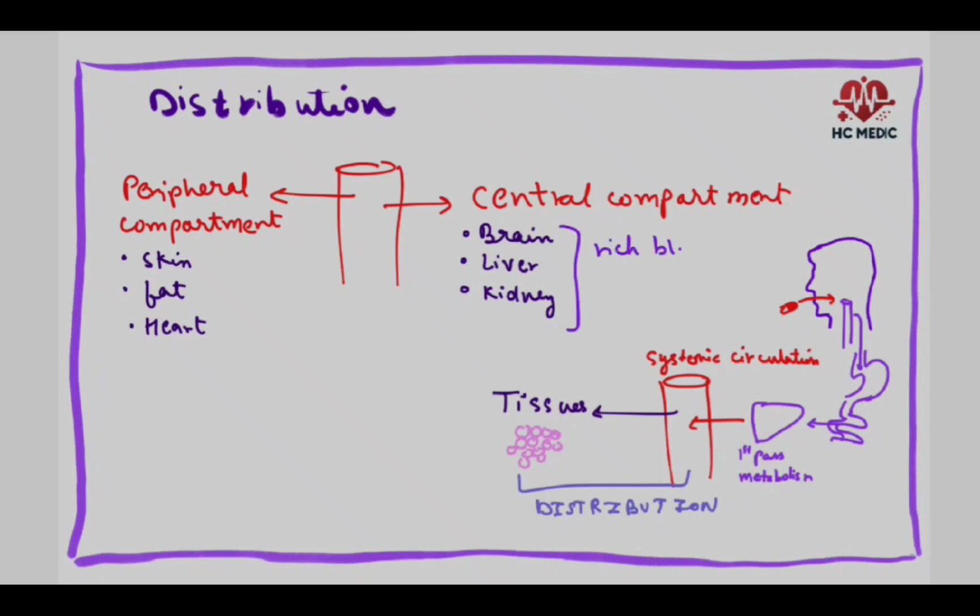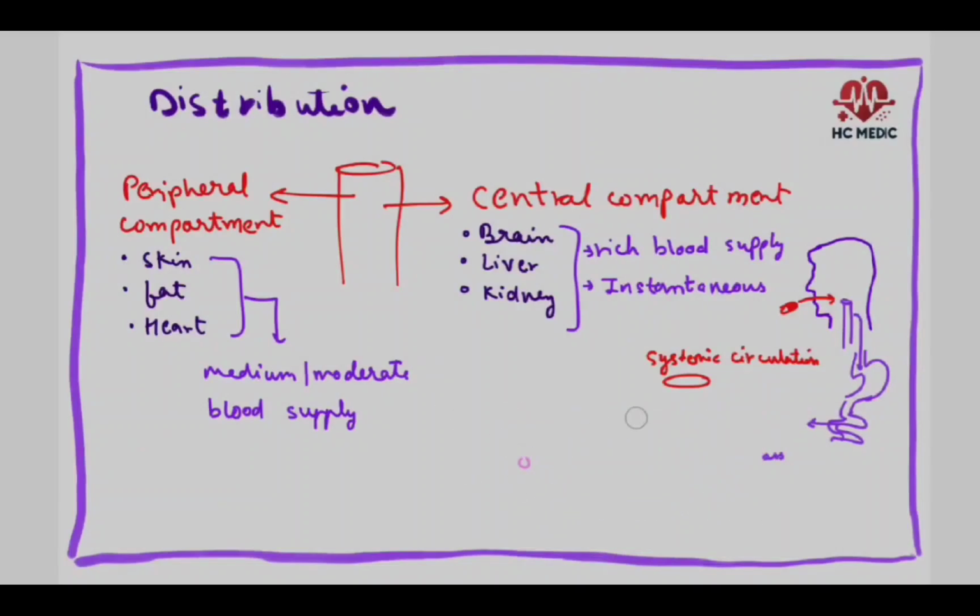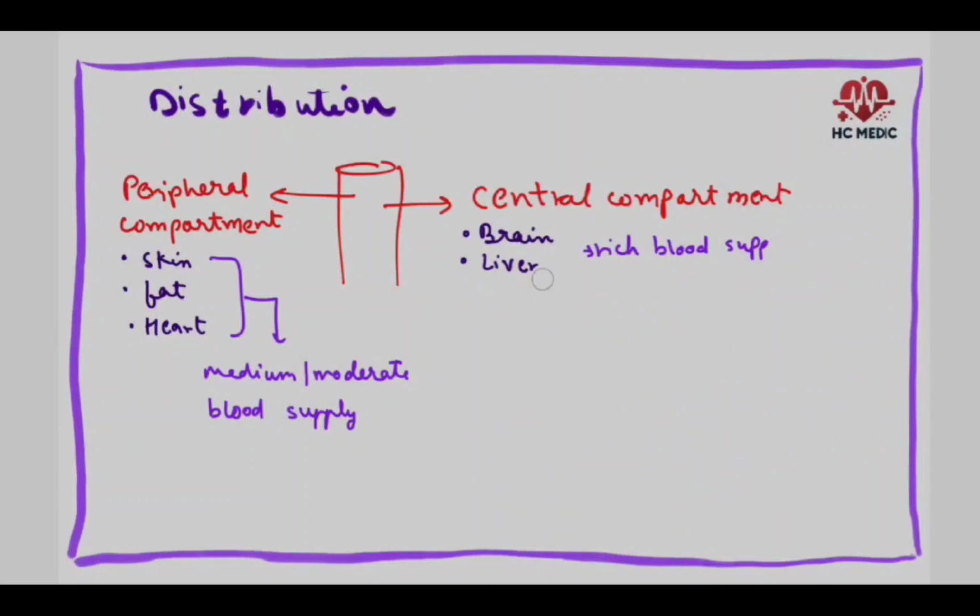The peripheral compartment includes skin, fat and the heart. The central compartment has very rich, instantaneous blood flow, which means the drug will reach the central compartment first. The peripheral compartment has moderate blood flow, so the drug will reach it later. So any drug will reach the central compartment first. It is important to understand this.